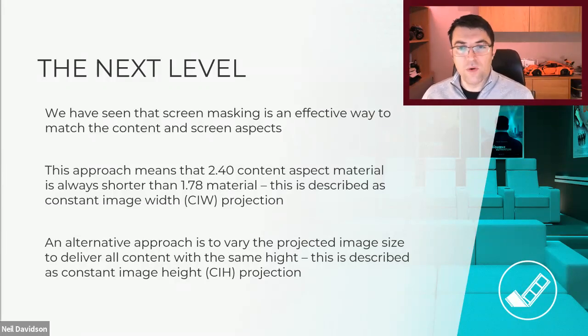Now, this approach means that 2.4 content material is always going to be shorter than 1.78 material. You'll typically hear that described as constant image width projection, so CIW projection. An alternative approach is to actually vary the projected image size so that all of the content is delivered with the same height. You will hear that described as constant image height projection. So CIH and CIW, you may see these acronyms and that's what they stand for.